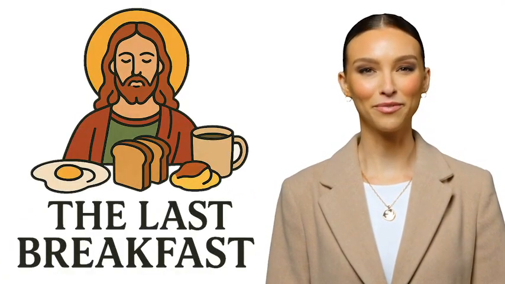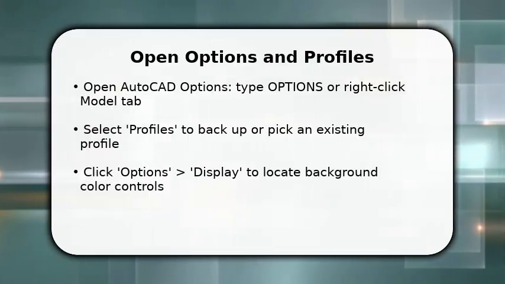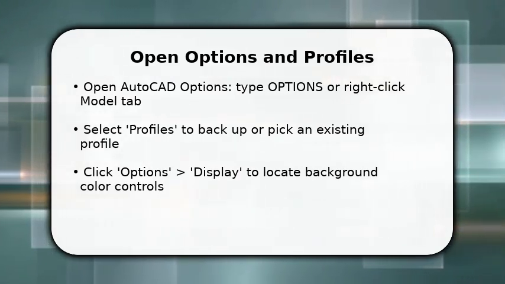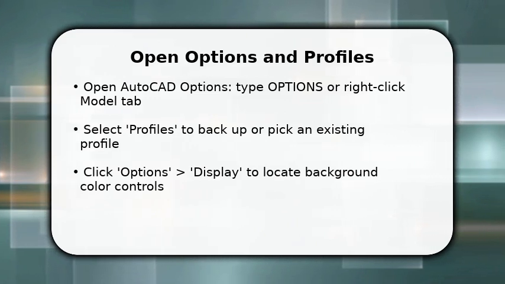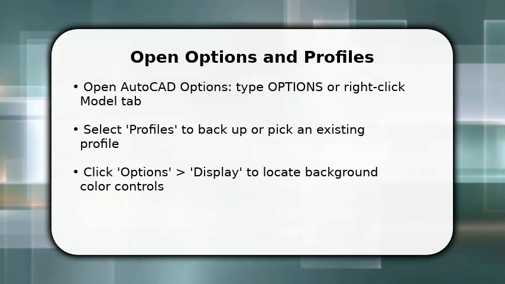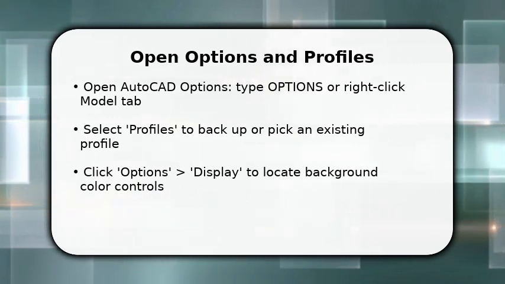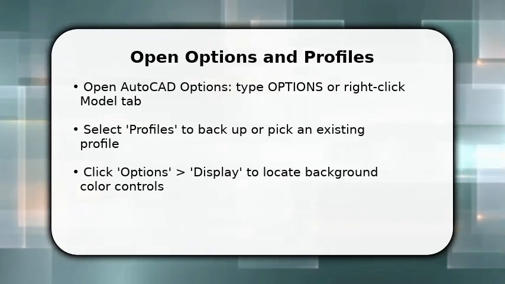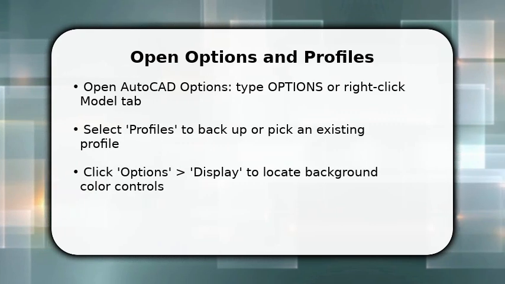Please enjoy the video. You start by opening AutoCAD options immediately. Type options and press enter, or right-click the model tab and choose options. Once done, go to the Profiles tab to pick or save a profile so your changes are reversible. Then switch to the Display tab where the colors settings live. This is where you control model space appearance.